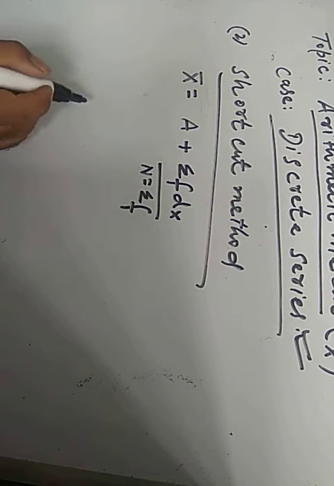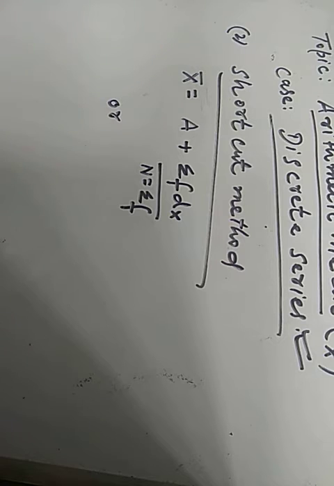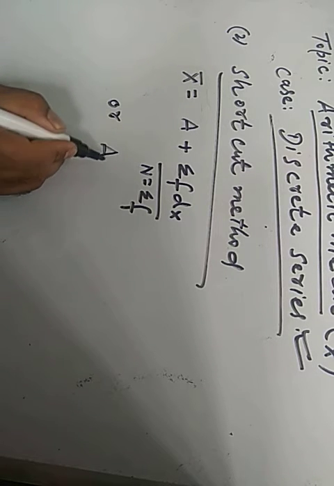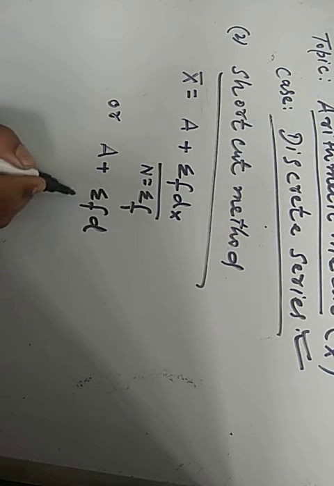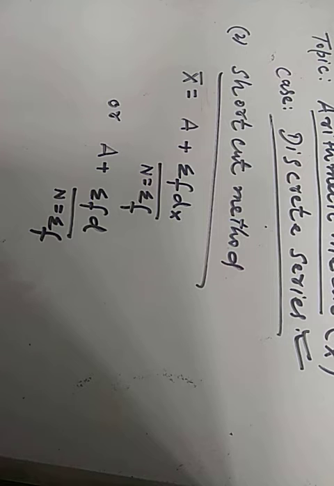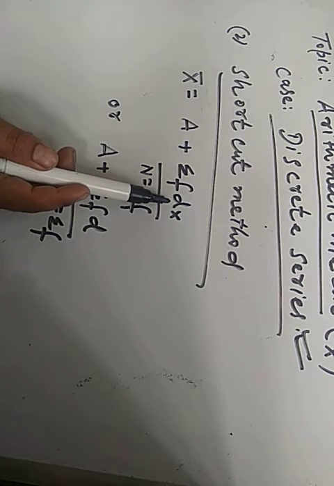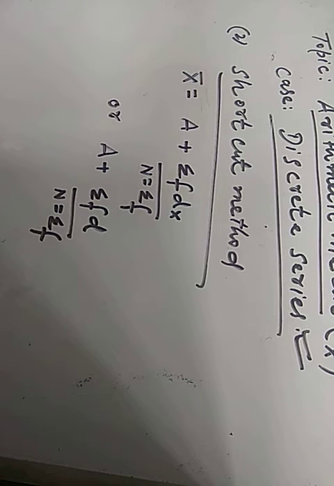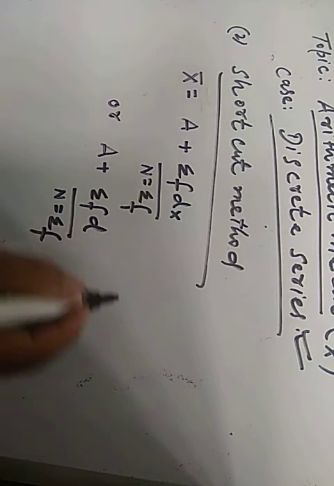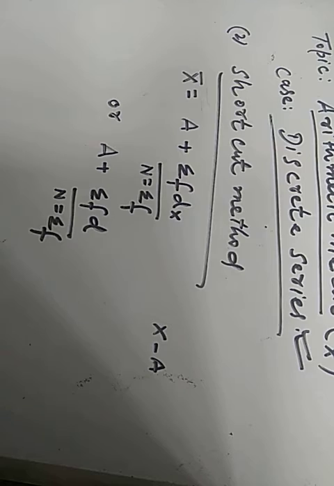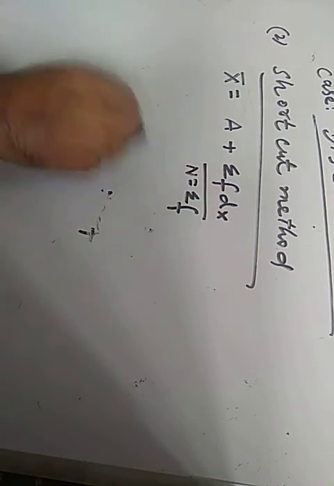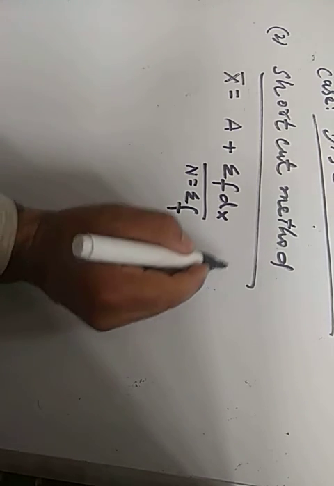You may also find that in some books, some authors write this formula in this form, a plus summation of fd divided by n or sigma f. This fd and fdx mean the deviation value of the x variable, which has taken actual values, and these values are taken in deviation form by using the formula that is equal to x minus a. I will write these symbols here.